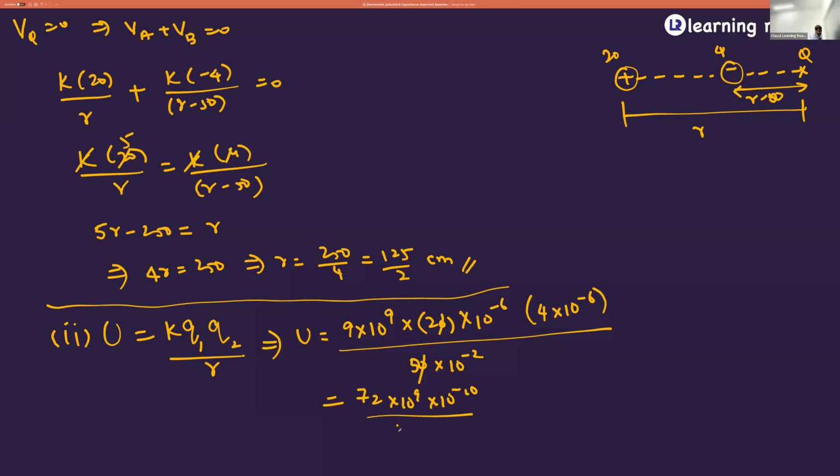the whole divided by 5. So 72 divided by 5 is going to give us 14.4. So you'll get the answer as 14.4 into 10 power minus 1 joule. This is going to be the answer. So 14.4 into 10 power minus 1 joule.